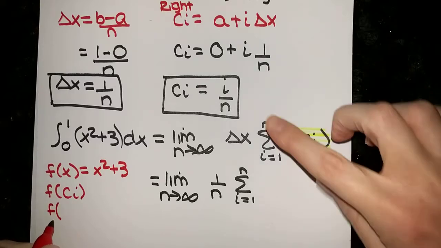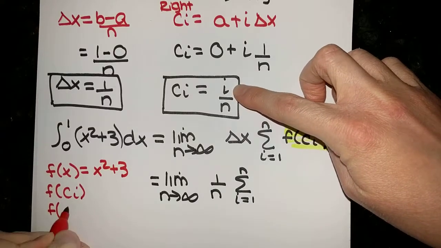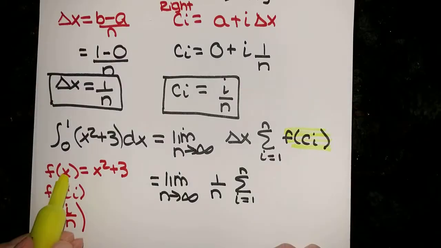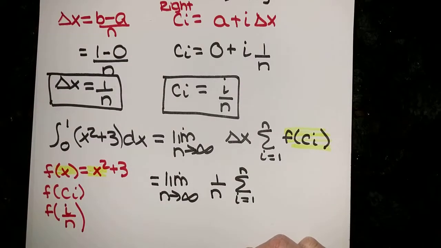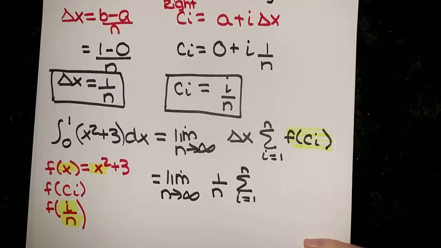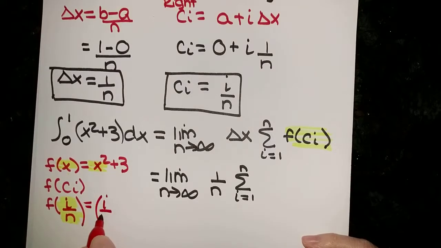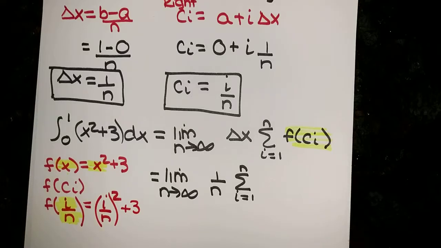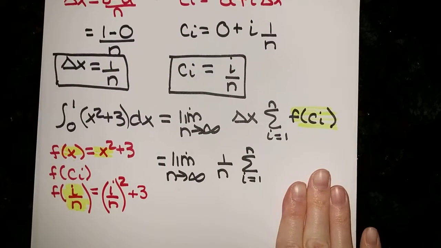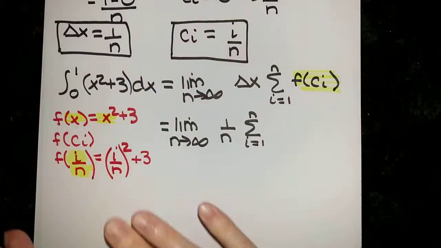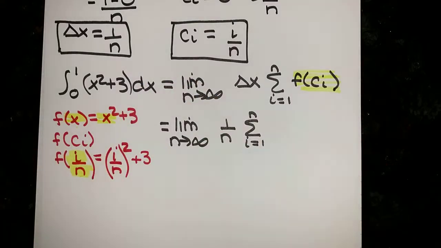Now, my f of ci is going to come from the fact that ci is i over n. So everywhere that I have an x, I am going to replace that with i over n. So this x becomes i over n quantity squared plus 3. Now, you could just plug that in immediately. What I like to do, though, is simplify it as much as possible off to the side and then go plug it in over here.